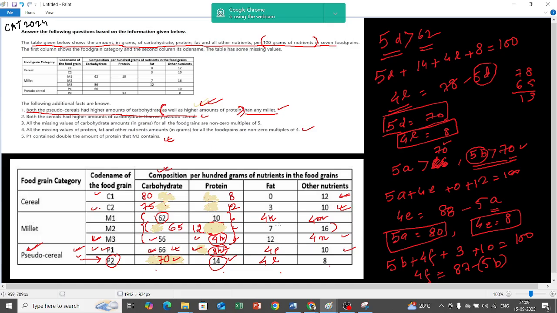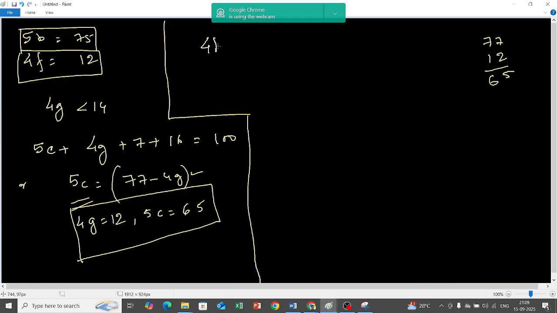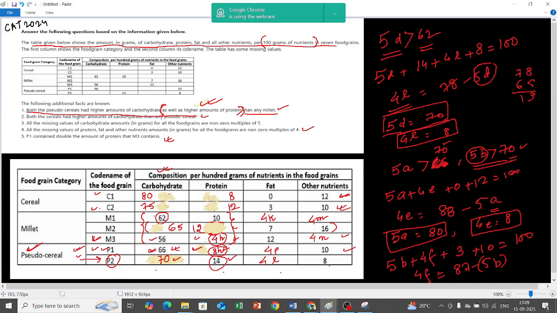Okay. We now need to find out this 4K, 4P, 4L, all these things. Let's see what more information we have. Both pseudo cereals have higher amounts of carbohydrates and higher amount of protein than any millet, that is done. Both cereals have higher amounts of carbohydrate. Okay, that is also done. See, once we get 4H, did we get 4H? No, we didn't get 4H. We have to draw 4H now. We need to get 8H, we need to get 4P.